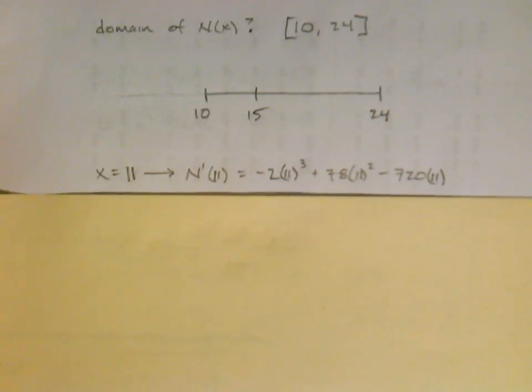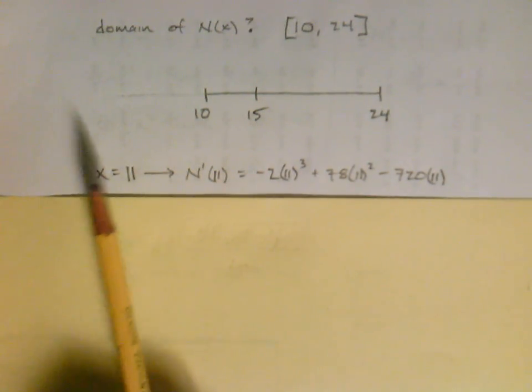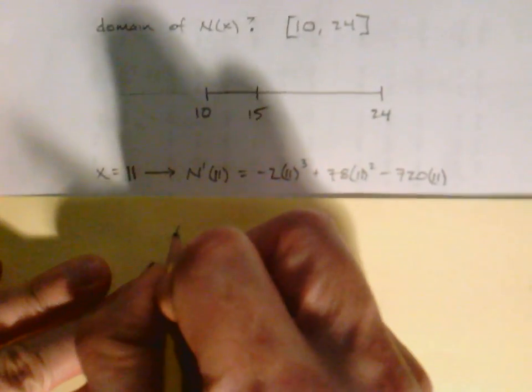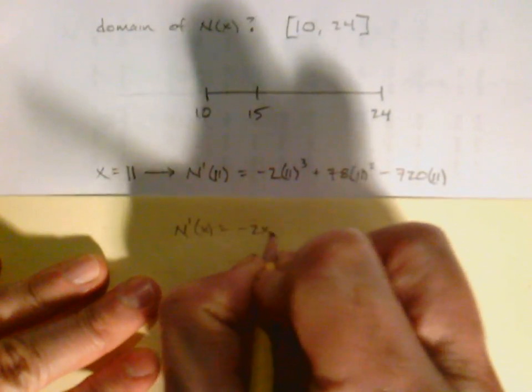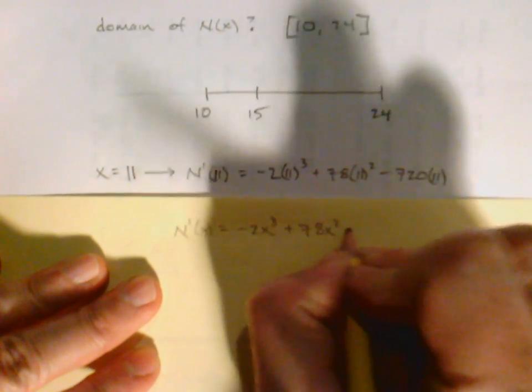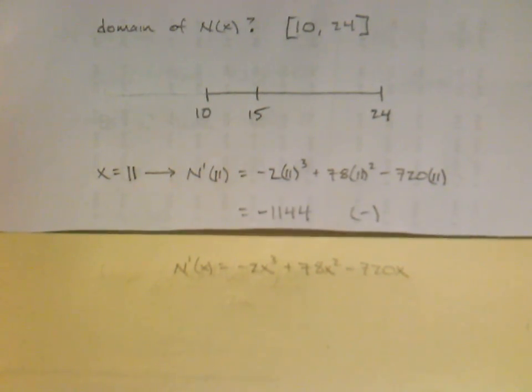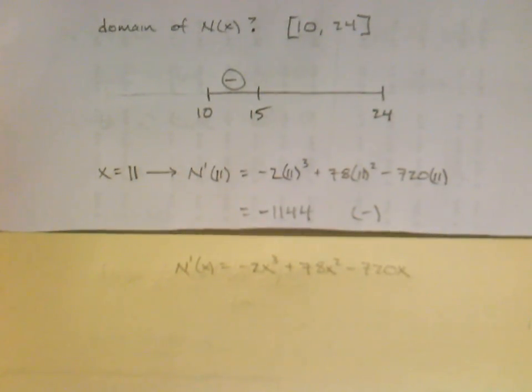And okay, well, you know what's going to come next? We need to test both of our intervals. And because we're testing for increasing and decreasing, we're going to use the first derivative. So I decided to pick x equals 11 for that first interval. So when I plug that in to the first derivative, which was negative 2x to the third plus 78x squared minus 720x, I got negative 1,144, which is a negative value. So let's put a negative sign.